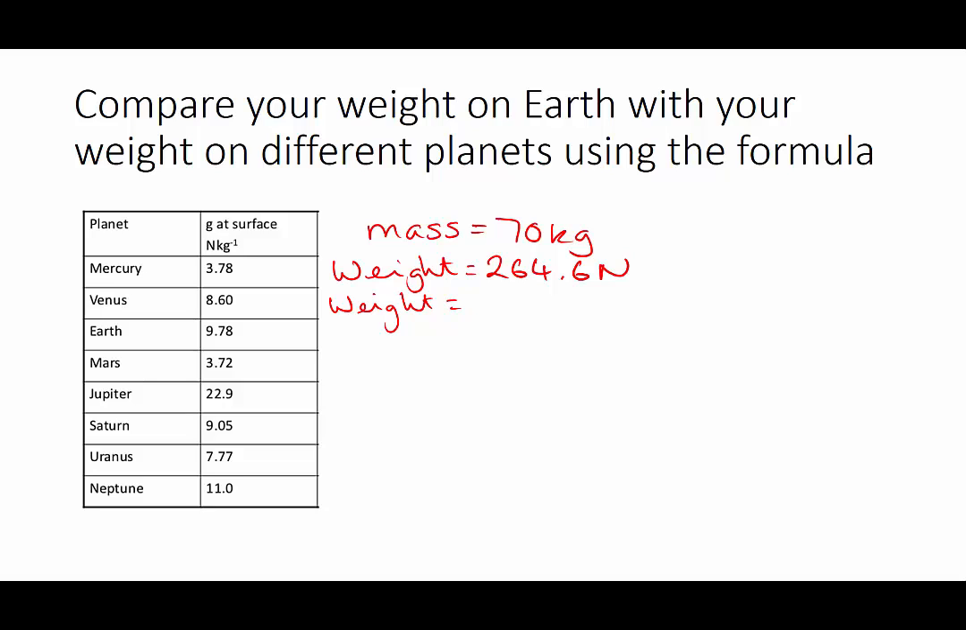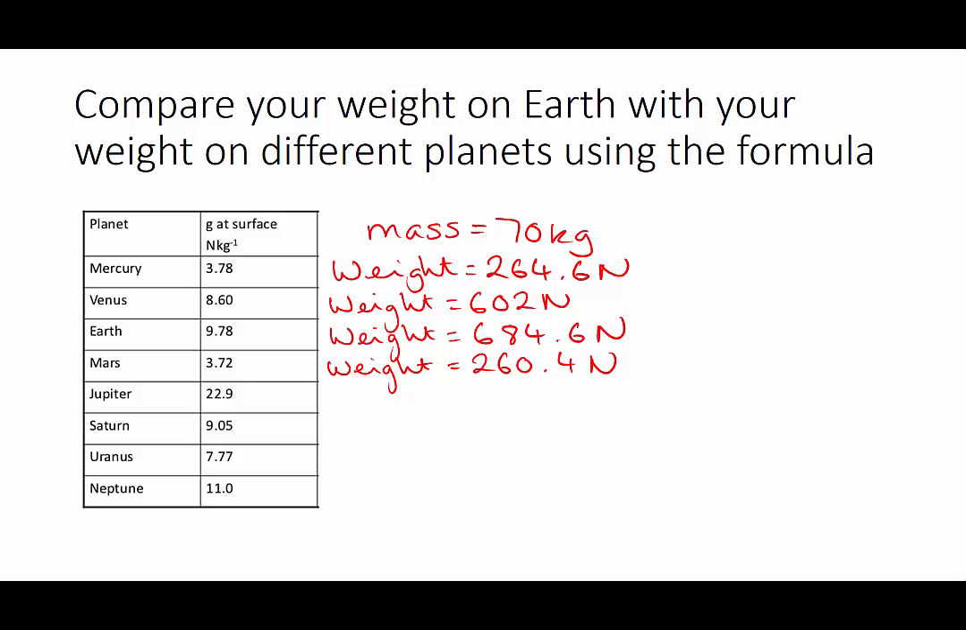264.6 newtons. On Venus, the gravitational field strength is a bit more, 8.6. So my weight is 8.6 times 70, which is 602 newtons. On Earth, gravitational field strength is 9.78 times 70 is 684.6 newtons, so only slightly higher than on Venus. Mars has a much smaller gravitational field strength, so it's only 3.72 newtons per kilogram. Times that by 70 is going to give me a weight of 260.4 newtons.